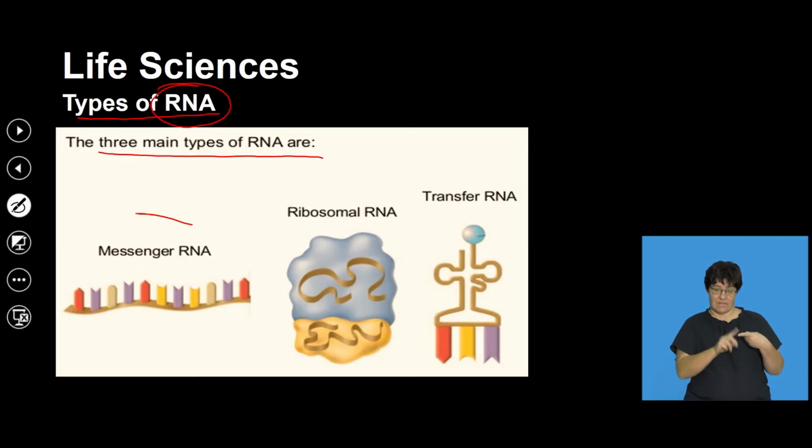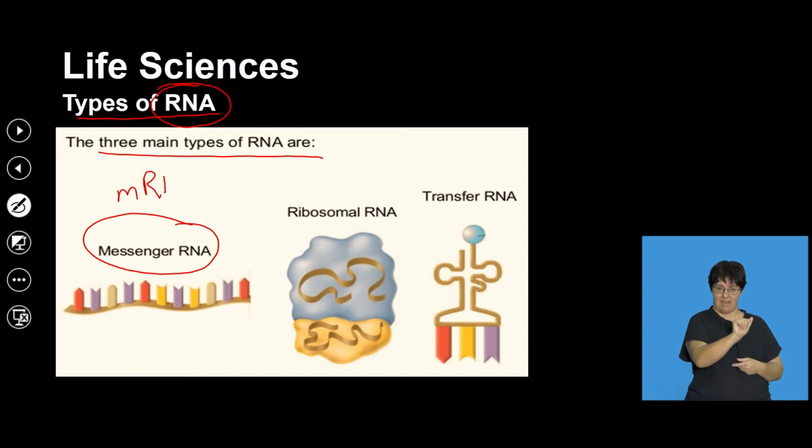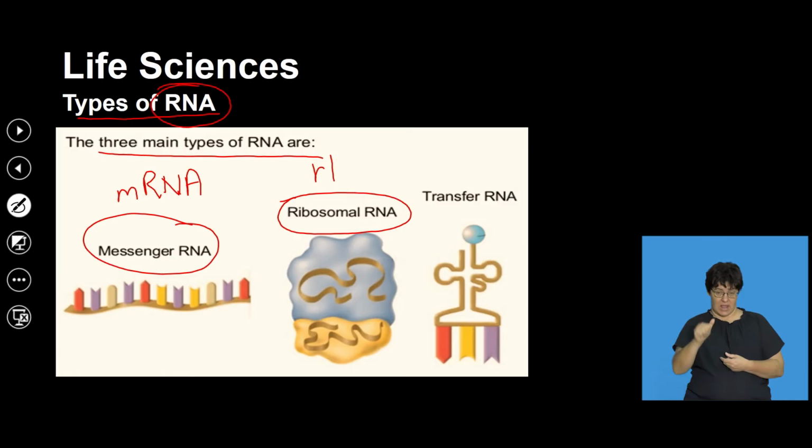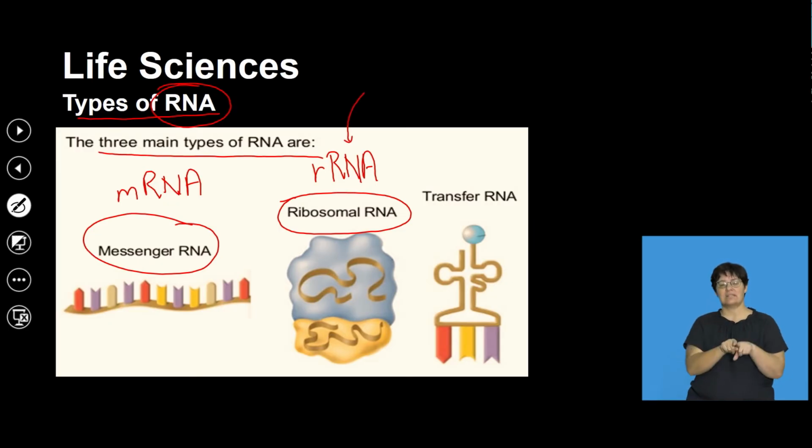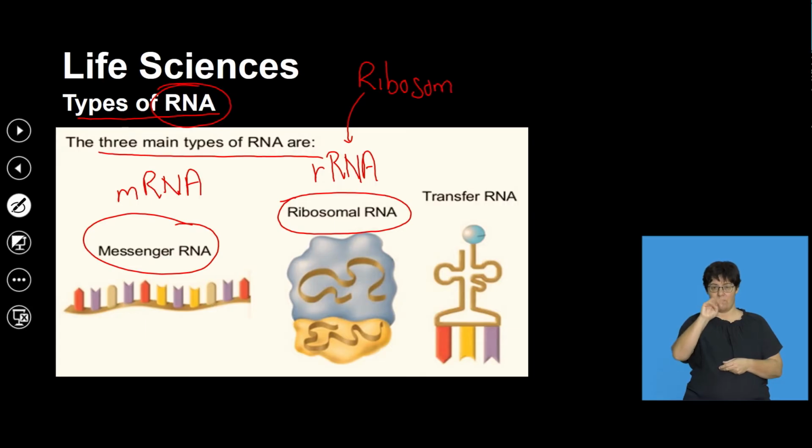So we have messenger RNA, which is often referred to as mRNA. We have ribosomal RNA, which is sometimes referred to as rRNA. And if you can recollect in previous lessons, we've also referred to that as being a ribosome. So rRNA is actually a ribosome. And the third type is transfer RNA, which is tRNA.